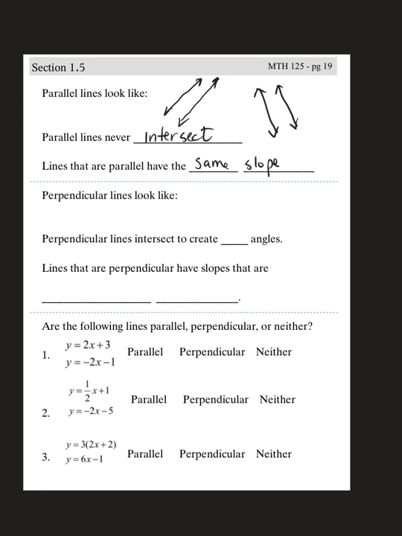So this time I'm referencing the number that describes the slope of the line. Perpendicular lines look like this. Perpendicular lines intersect to create 90-degree angles, or right angles. Lines that are perpendicular have slopes that are negative reciprocals.